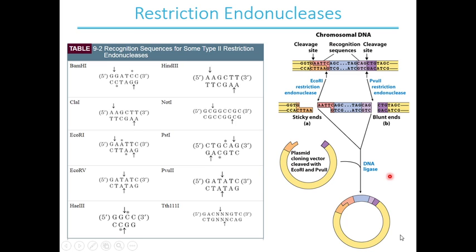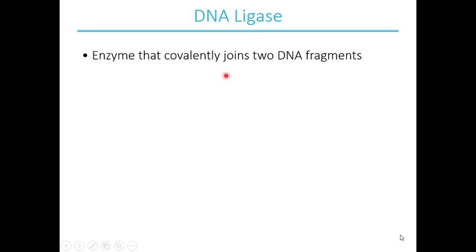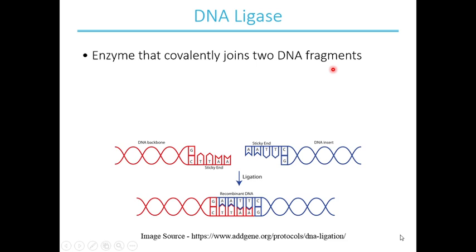Let us try and understand what a DNA ligase is. A DNA ligase is an enzyme that covalently joins two DNA fragments. For example, after the action of restriction endonucleases, if two sticky ends result, now one of the sticky ends from the DNA backbone can be attached to the DNA insert. It results in a ligated DNA that is catalyzed by DNA ligase.